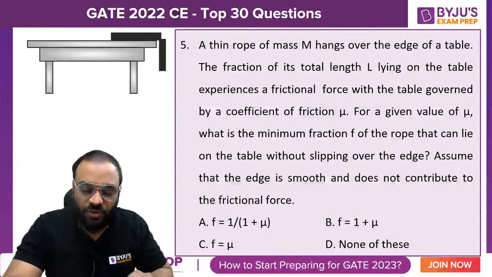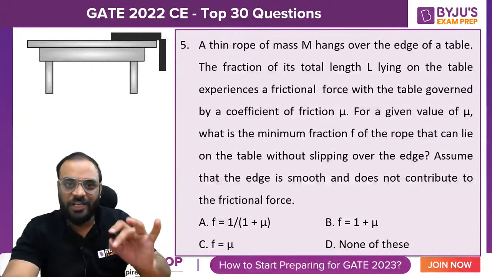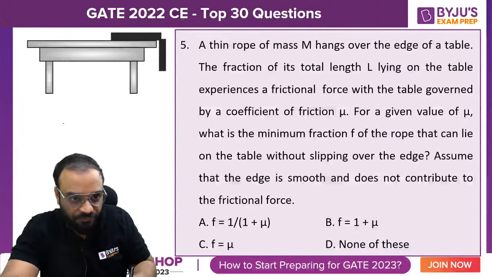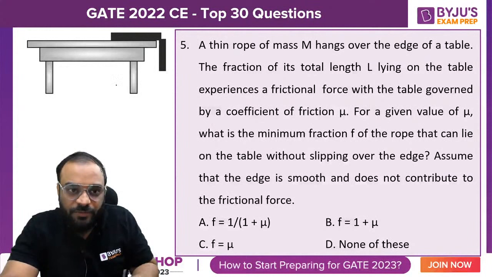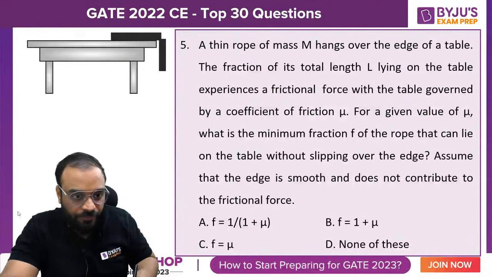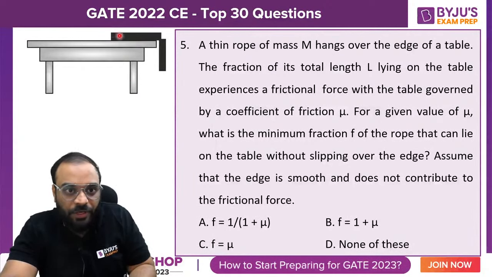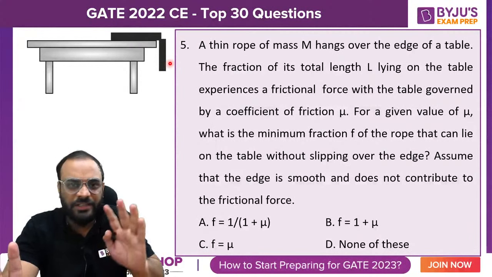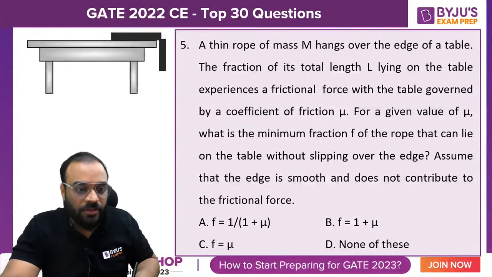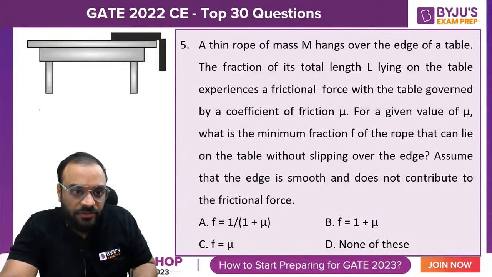So let me solve this particular problem. First of all, let me explain a small thing over here. We know that, guys, this complete length of the rope, from this particular point to this particular point, let us consider the total length is L. Let me write it, L. And let us suppose the mass is capital M.